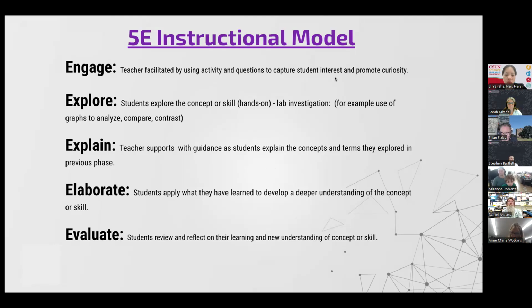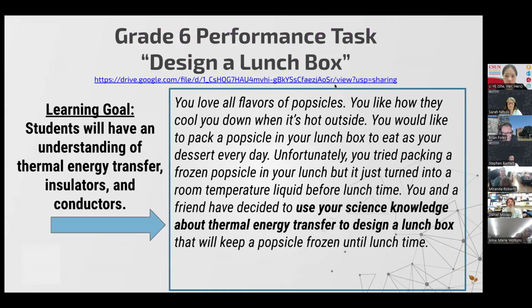So a performance task that goes through the 5Es: engage, explore, explain, elaborate, and evaluate, is going to help the students have that process in mind and be able to approach any type of problem that they're going to get on the CAST by involving these steps. And so we're going to take a look at, I think it's a grade 6 assessment, and Lee's going to lead us through this part.